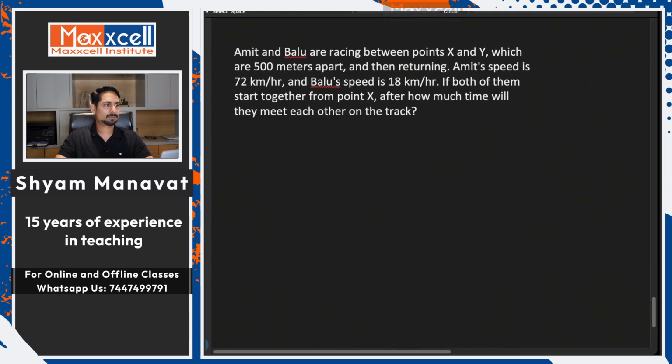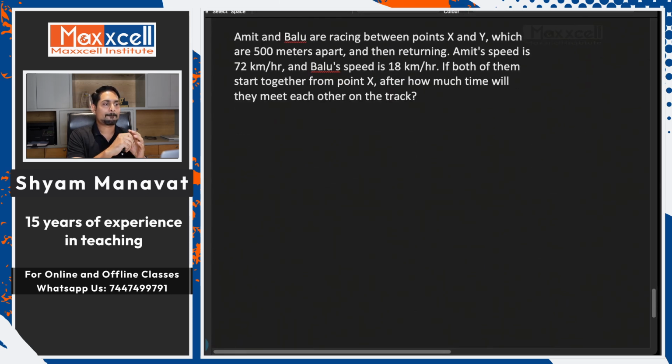The next question is: Amit and Balu are racing between points x and y, which are 500 meters apart, and then returning back. That means x to y and then back to x. Amit's speed is 72 kilometers per hour and Balu's speed is 18 kilometers per hour. The distance between x and y is given in meters, and the speed unit is kilometers per hour. We need to convert the unit.